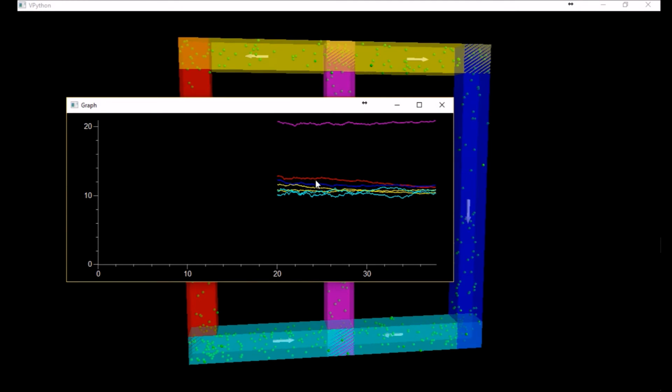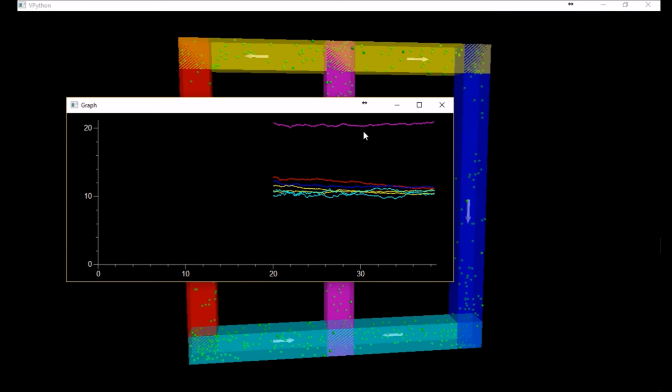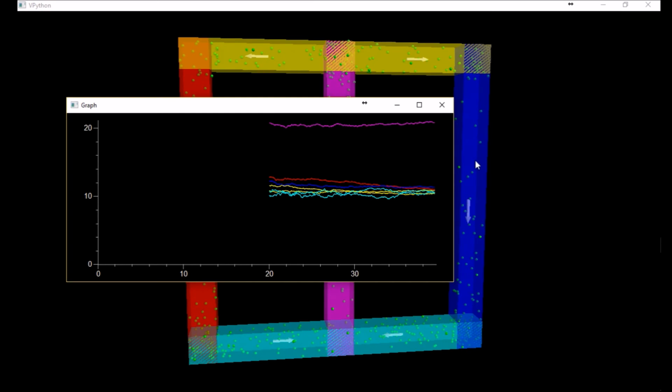In fact, the current in the exterior branches is right around 10. Current in the middle branch is around 20. So just like Kirchhoff's law predicted, we would get about half the current here that we got in the central branch. So that is pretty cool.